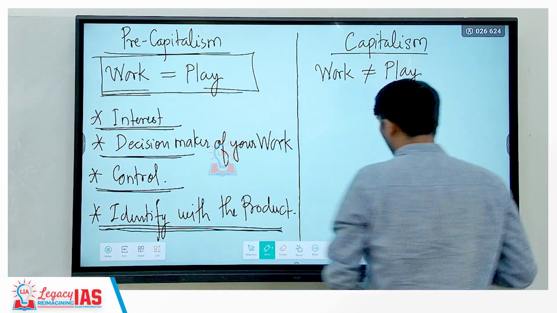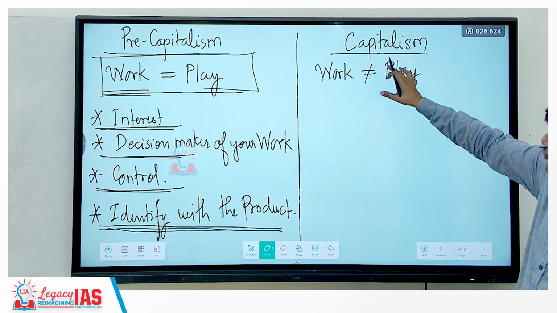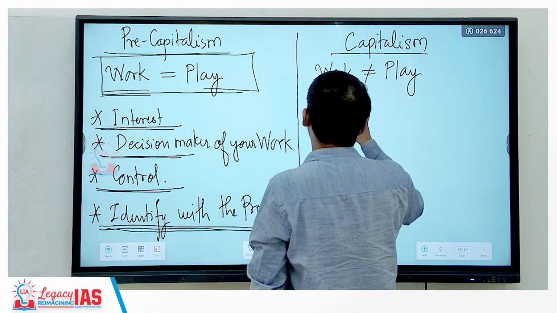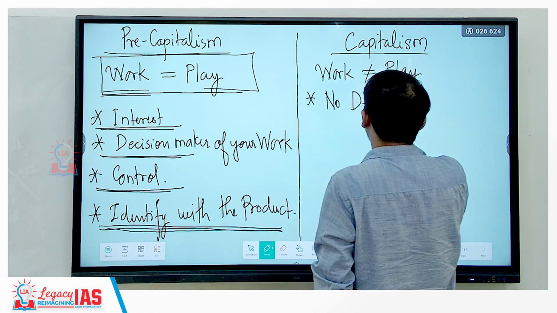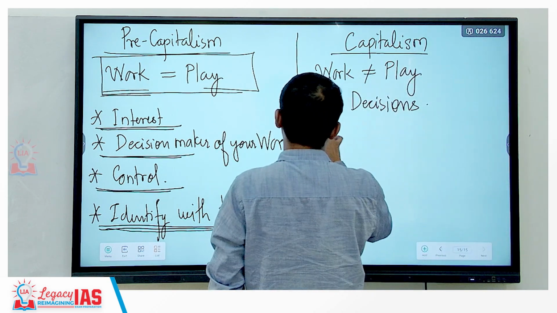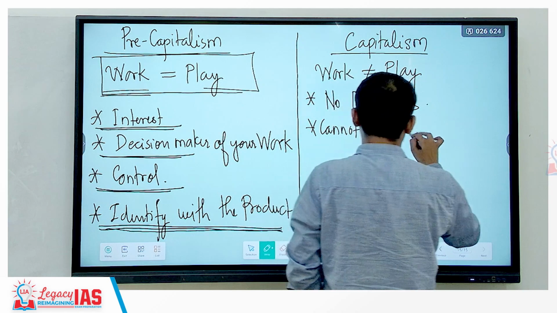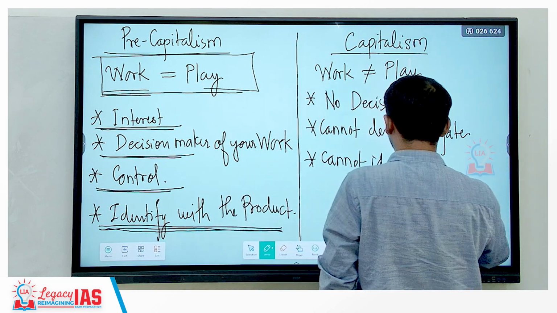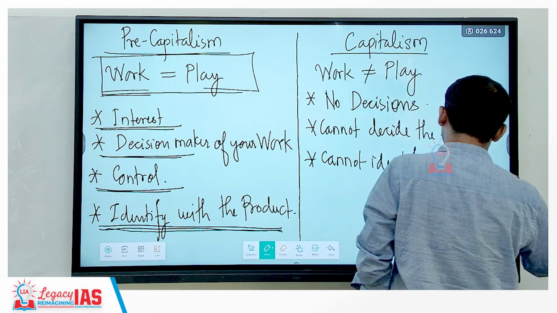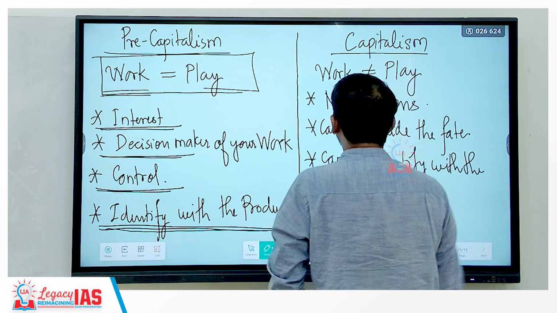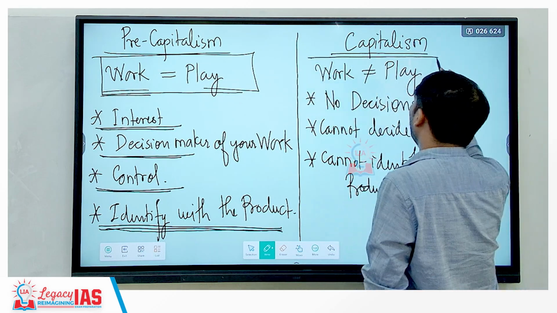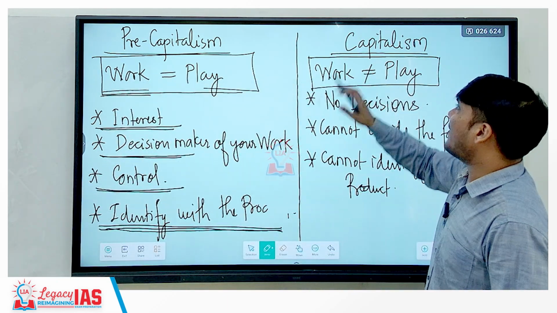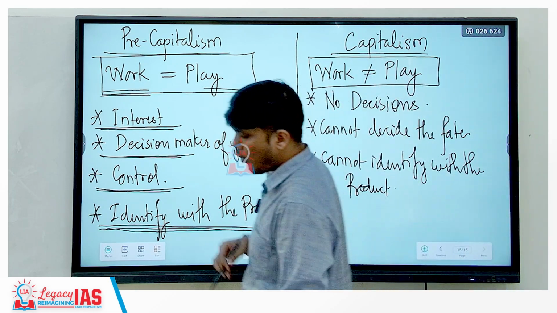But in a capitalist society, not talking about the bourgeois but the proletariat, what happens to the proletariat? The proletariat cannot decide, cannot take decisions, cannot decide the fate, cannot identify with the product. And because of all these reasons, for the proletariat in a capitalist society, work is not equal to play. And hence Karl Marx says capitalism, guys, is the reason or the cause of alienation.